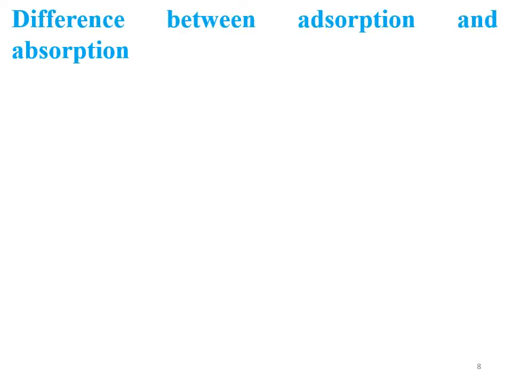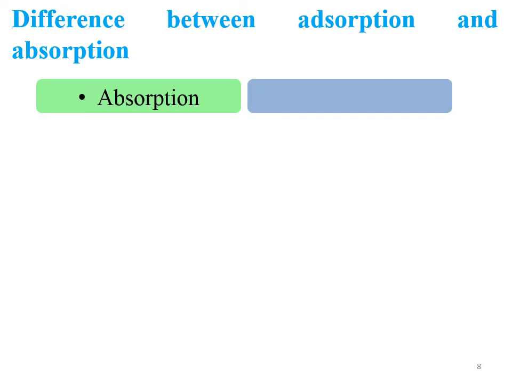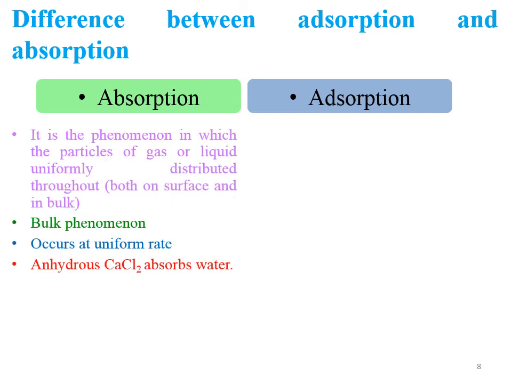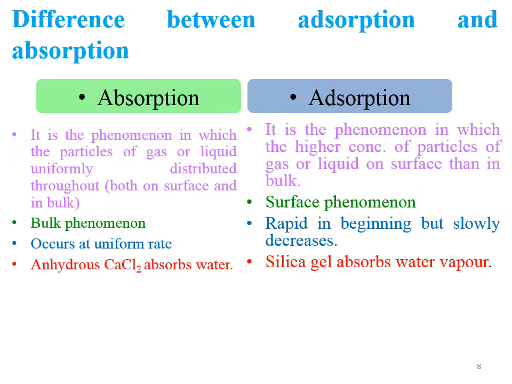Now, what is the difference between adsorption and absorption? Absorption is also a term which is related to adsorption. Absorption is a phenomenon in which the particles of gas or liquid are uniformly distributed throughout. It means both on the surface and in the bulk, the particles of the gas or liquid are uniformly distributed.